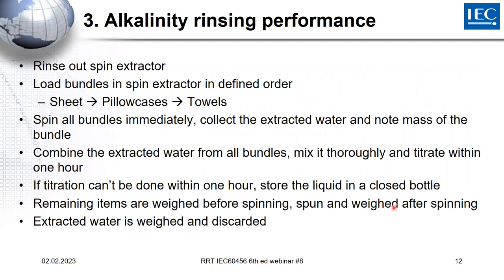Before spinning, of course, you have to rinse out the spin extractors to get rid of anything that was left over in the spin extractor before. You can do this also by putting water in, spinning it out, and then tilting the spin extractor to get any water which is left over out. And then you load the bundles in a defined order. First of all, you take the sheet and lay it in a kind of circle on the bottom, then the two pillowcases also in a kind of circle, and above five towels, and with the six towels you will cover up. Unfortunately, I could not find any pictures that show how it's done. The bundles will all be spun immediately, or shortly after the cycle has finished.